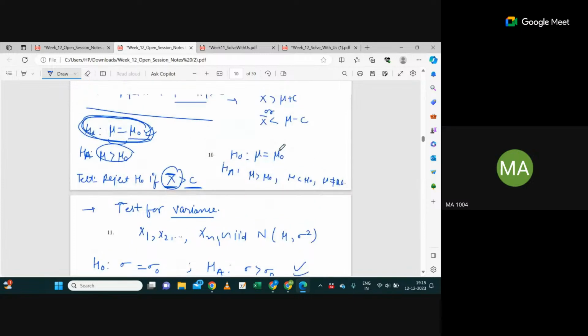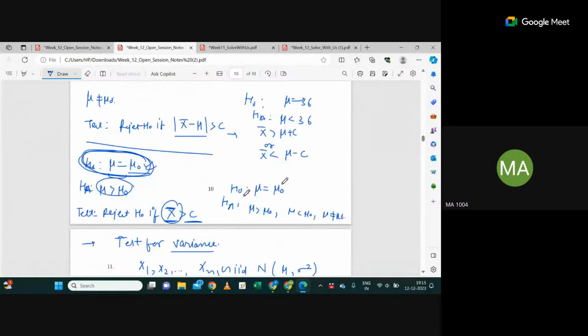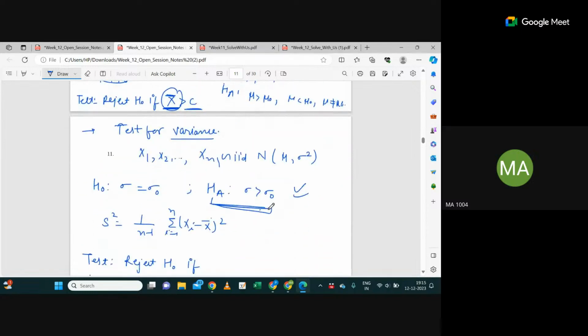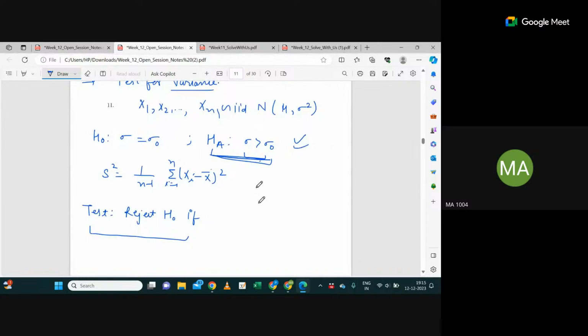Just think. Sample mean is an unbiased estimate of population mean. Correct. Sample variance is an unbiased estimate of population variance. Right? To check the population parameter mean, I use the sample mean to check that claim. If it's about population standard deviation or population variance, I should check whether S is greater than some C or not, right?